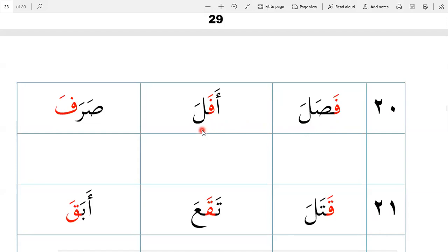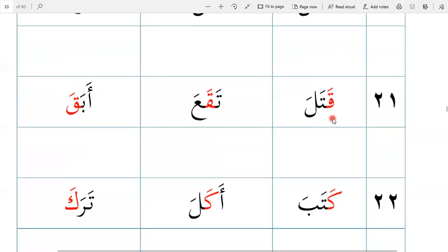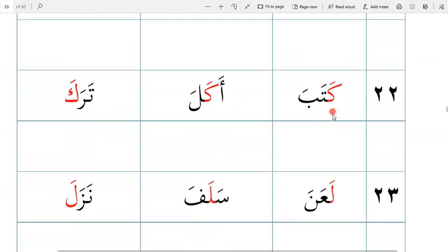A, fa, la. Sa, ra, fa. Qa, ta, la. Ta, qa, a. A, ba, qa. Ka, ta, ba. A, ka, la.